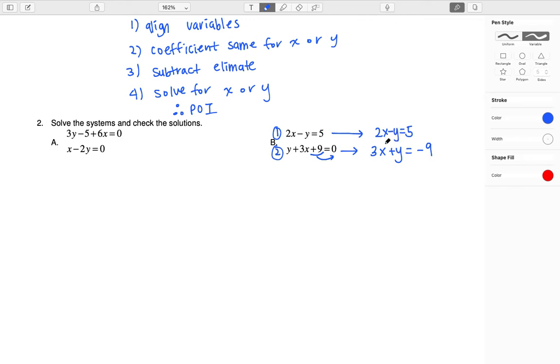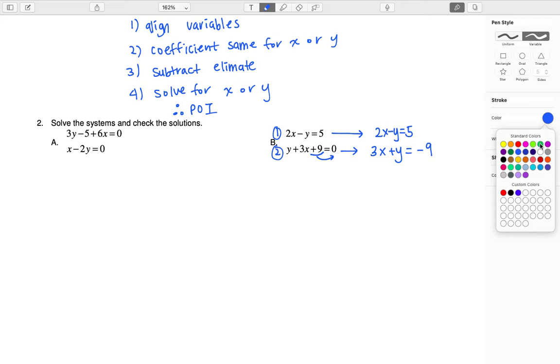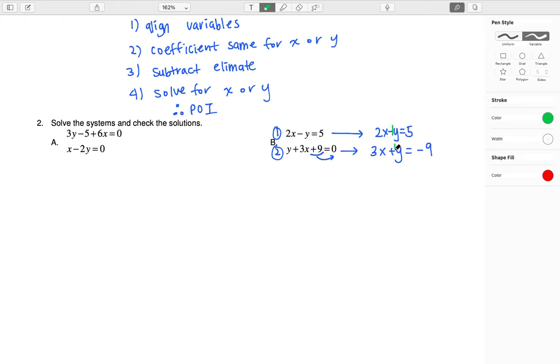Now, as you can see, which variable do I want to get rid of? Well, I want to get rid of y because the coefficient is the same. Because for y, there's negative 1, and then here I have positive 1. Now, I said in step 3 to subtract, but sometimes you may have to add or subtract to eliminate, okay? So for example, if I want to eliminate y here, if I were to subtract, negative 1 minus 1, I'm going to get negative 2y. It's not good. So we cannot subtract here.